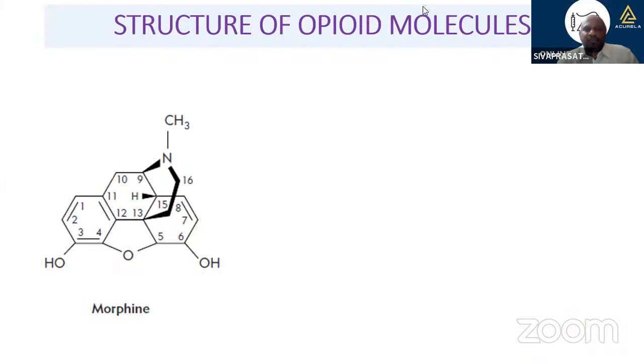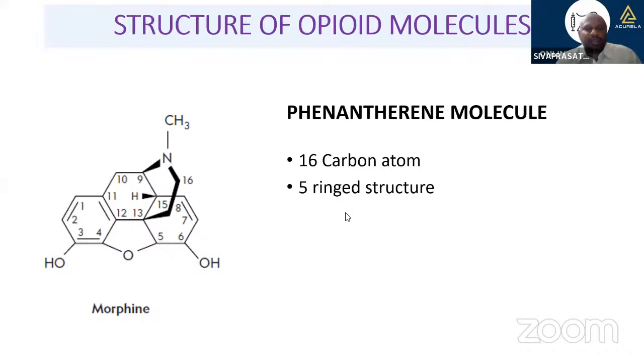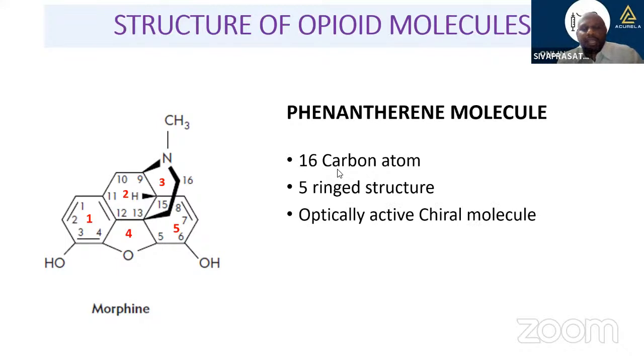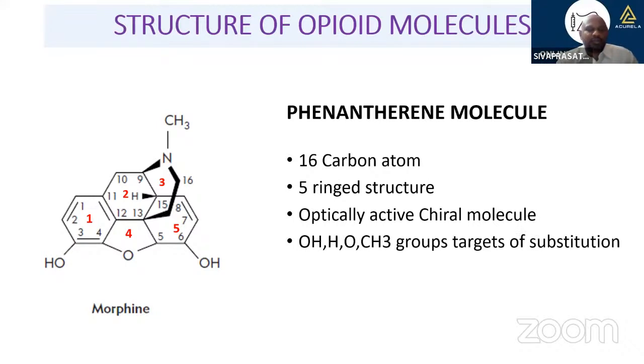So coming to the structure of opioids, all these chemicals are derived from a basic backbone nucleus called the phenanthrene molecule. It is a 16 carbon atom molecule with a 5-ring structure. You can see the 5 rings here. And this is an optically active chiral molecule, meaning it has a levorotatory form and a dextrorotatory form. In nature, all these compounds come in an active levorotatory form. The dextrorotatory form is not there, and it's not useful also.